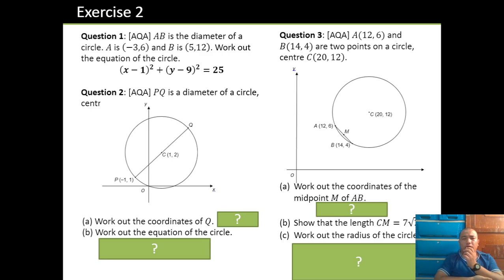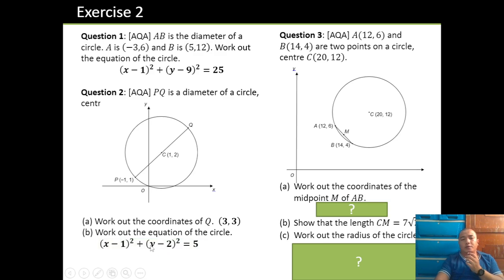Next, question 2. PQ is the diameter of a circle. Find the coordinate of Q. The center is at (1, 2). What's the coordinate of Q? Times 2, 2 minus negative 1, 3. Yes, (3, 3) is the coordinates of Q. So, therefore, what's the equation of the circle? (x - 1)² + (y - 2)² = 5. Where did we get 5? The radius, the distance between C and P, or C and Q.